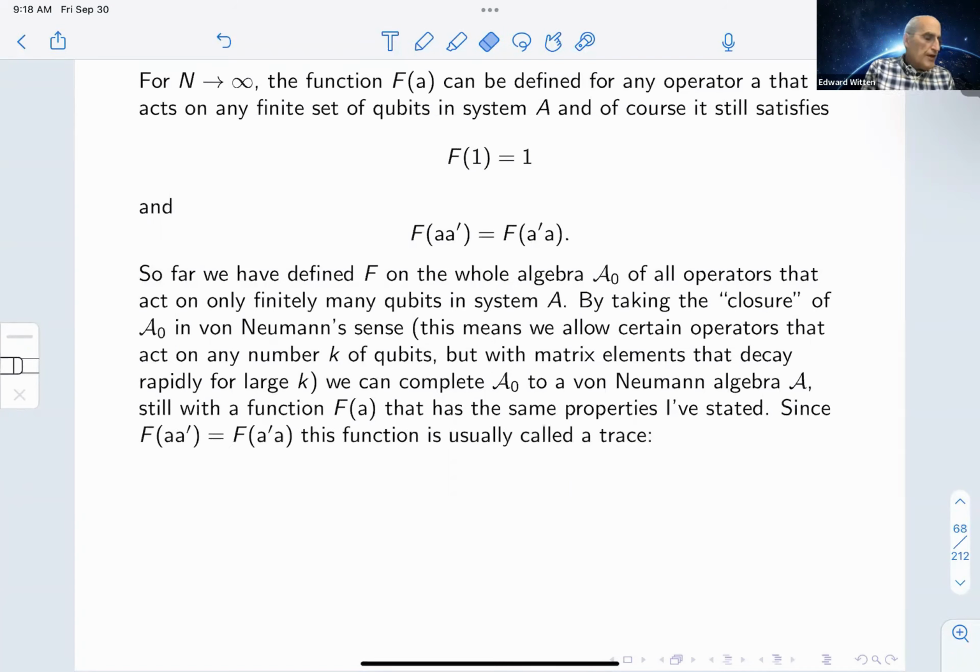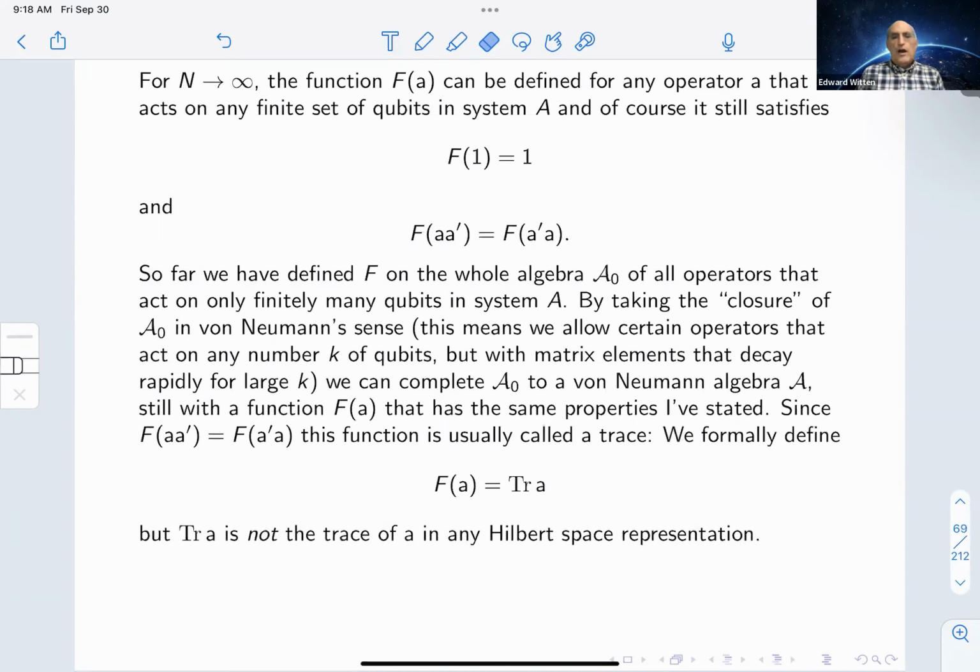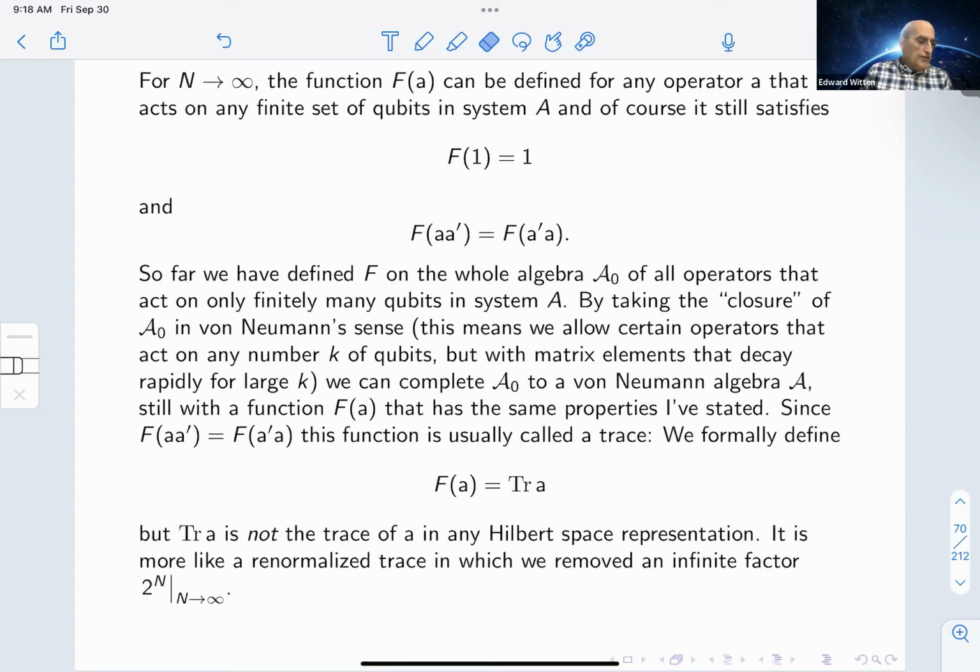Now, since f of A prime equals f of A prime A, this function is usually called a trace, and I'll write that f of A is the trace of A. But the trace of A is not the trace of A in any Hilbert space representation. It's more like a renormalized trace in which we removed an infinite factor 2 to the n, where n was going to infinity. We normalize it so that the trace of 1 is 1.